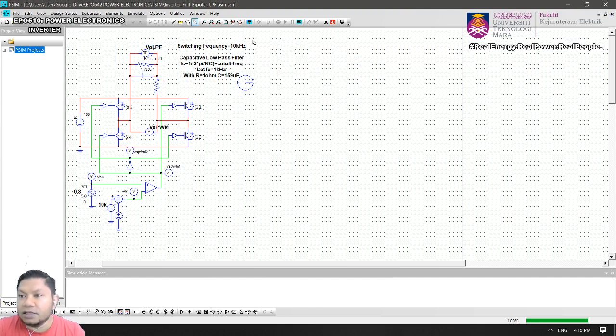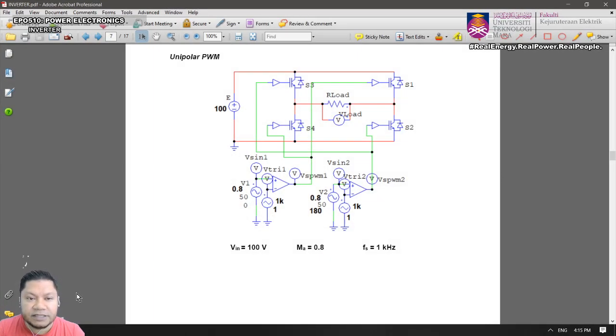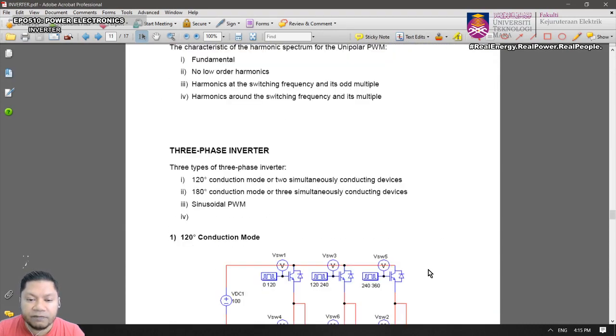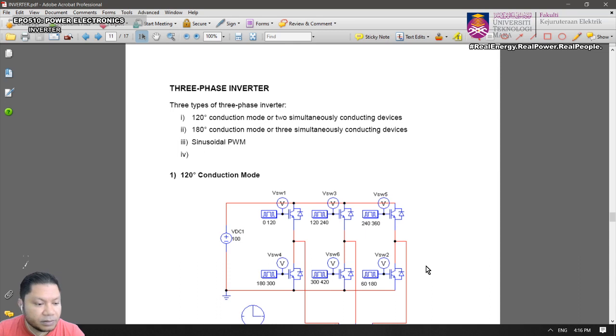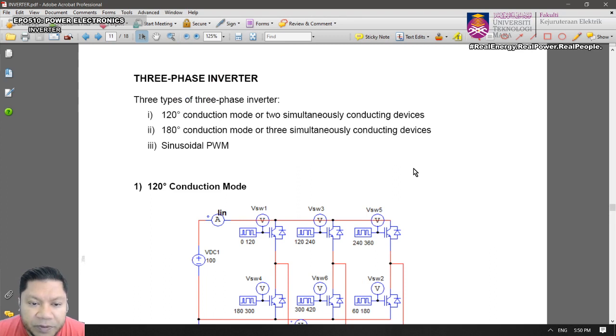the single phase inverter. Now we're going to look into the three-phase inverter. Okay, let's look at the three-phase inverter. As for the three-phase inverter, there will be three control techniques. The first one will be 120-degree conduction mode, or the other name, two simultaneously conducting devices. Number two, 180-degree conduction mode, or three simultaneously conducting devices, and the third one will be the sinusoidal PWM.